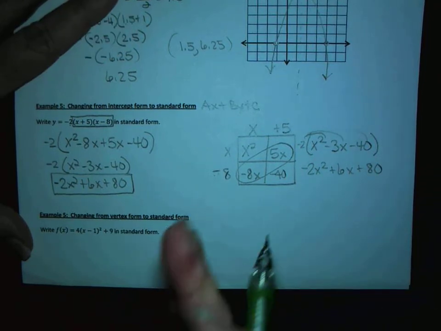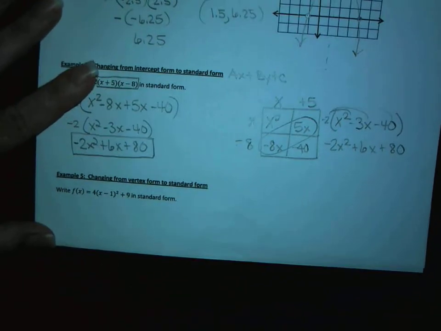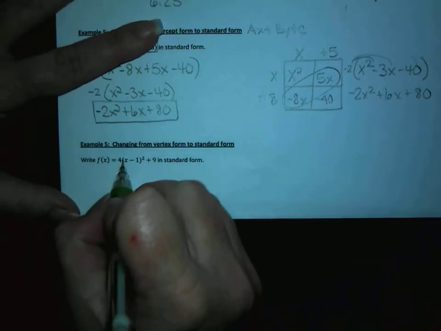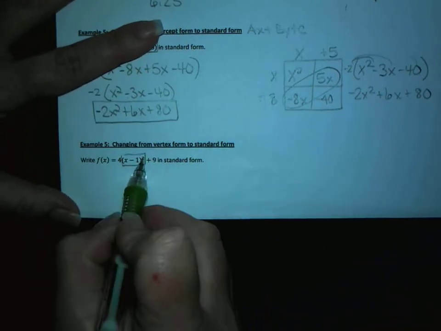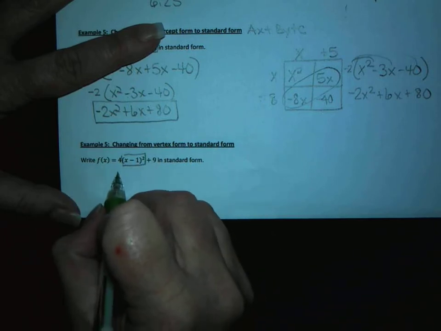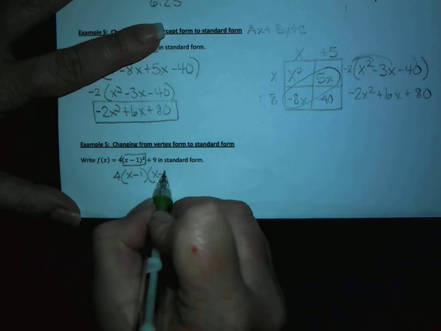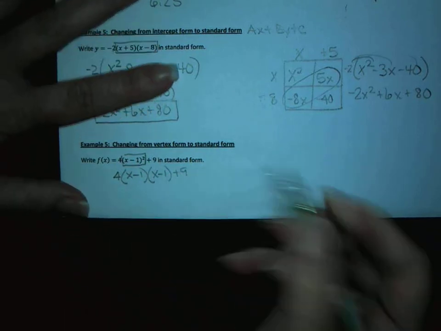All right, so there was intercept form to standard form. Now this one's vertex form to standard form. It's basically the same idea. You want to deal with this first. Do not forget that this is not x squared minus 1. You don't just square this and square this. This actually turns into x minus 1 times x minus 1, plus 9.